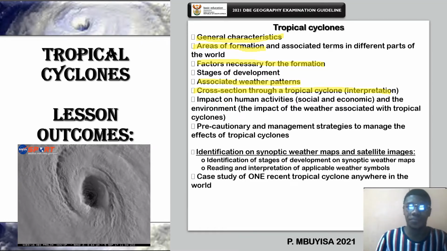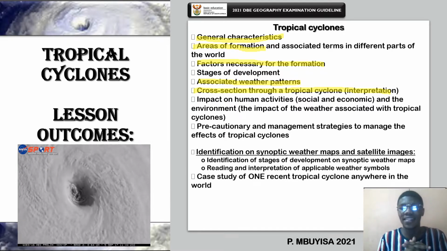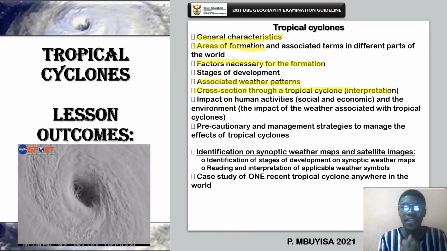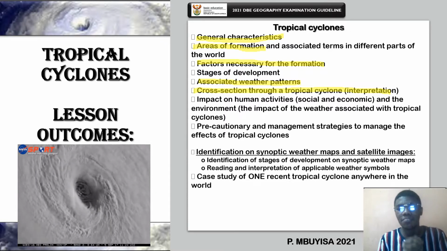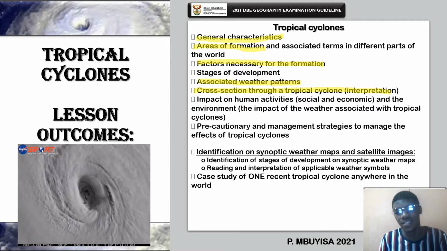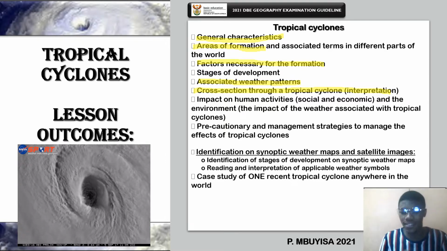Now again, they are associated with a very steep pressure gradient. And why are they associated with a very steep pressure gradient? It's because they are low pressure systems. And in a low pressure system, we will always have air entering the system.